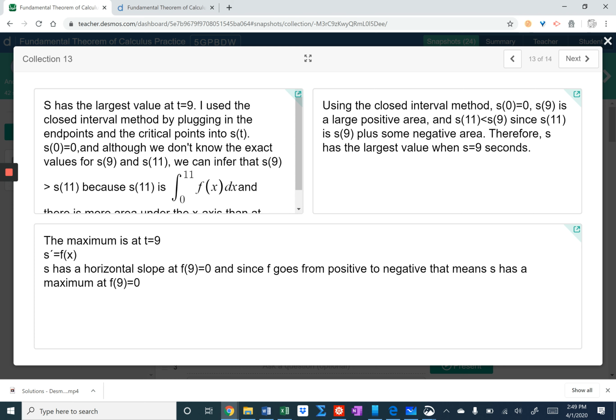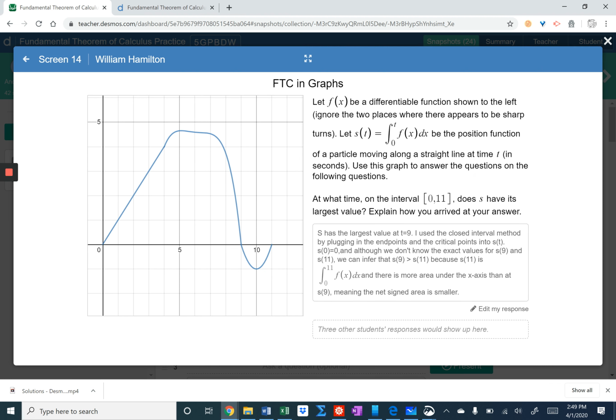So if we look at some of your classmates here, we can see some of their explanations. Okay, I'm sorry, I'm just playing around. I didn't know what that would do when I pressed that thing.